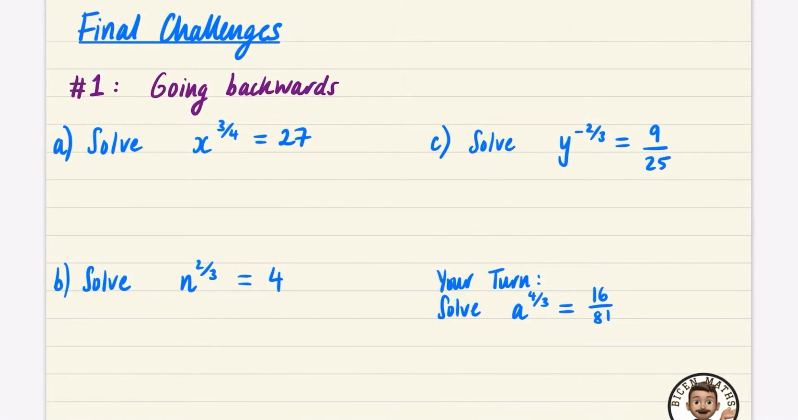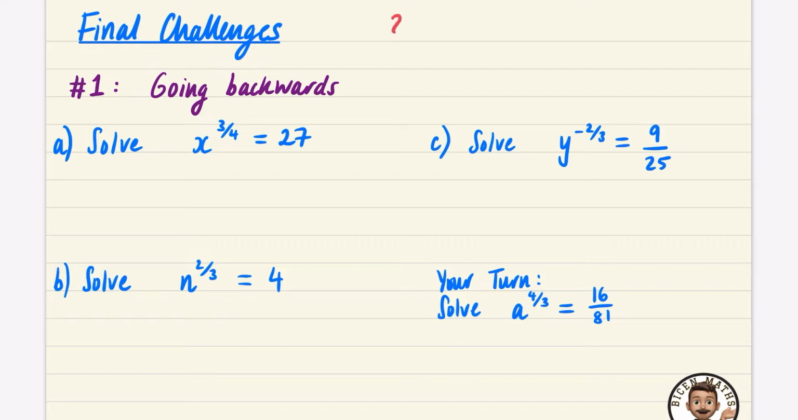Okay, so on to the final challenges of this very tricky topic. Number one, going backwards. So you might want to solve equations that are like this. We've got that something to the power of 3 over 4 is 27. So we're actually kind of trying to go backwards here.